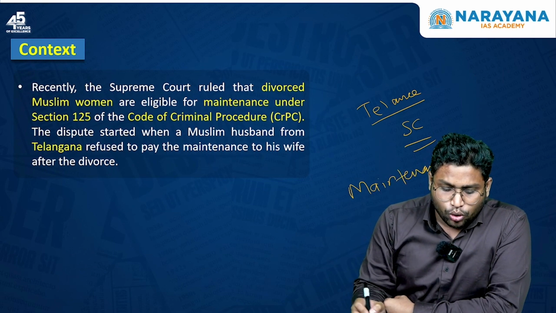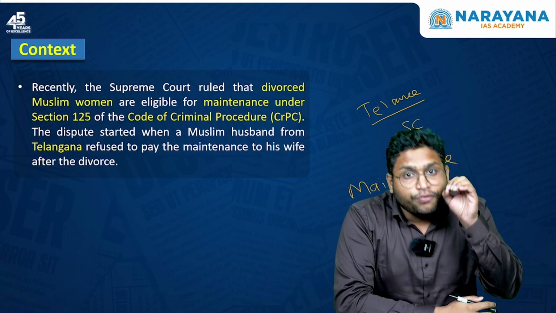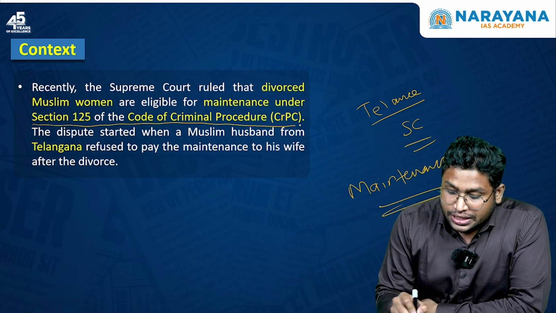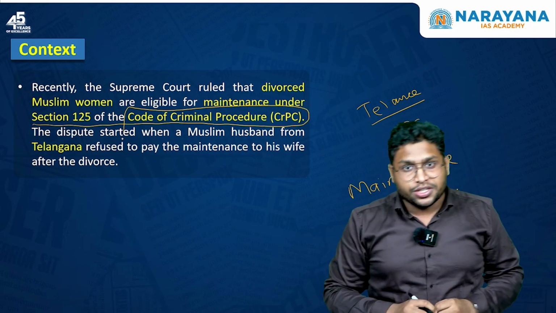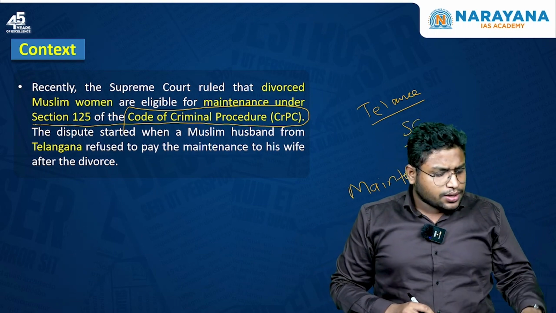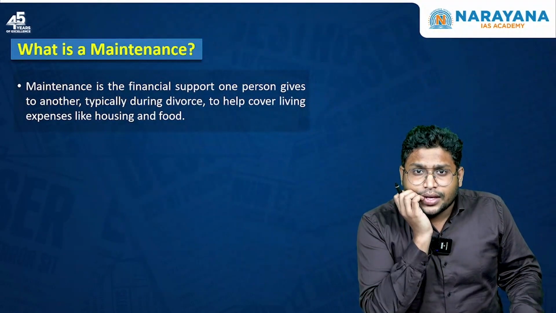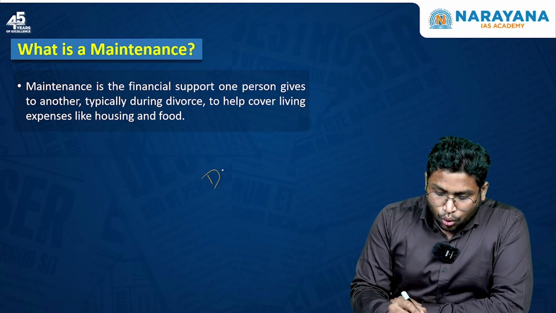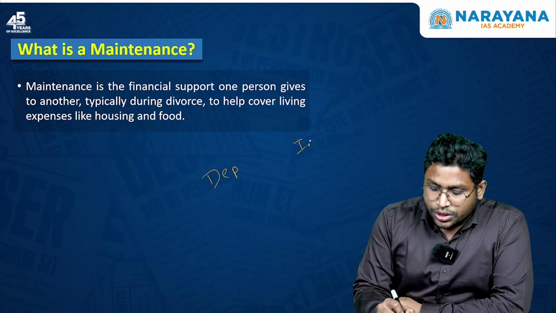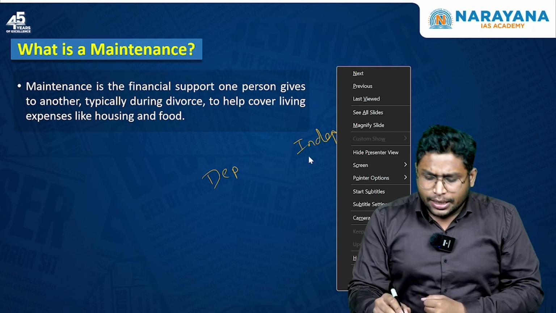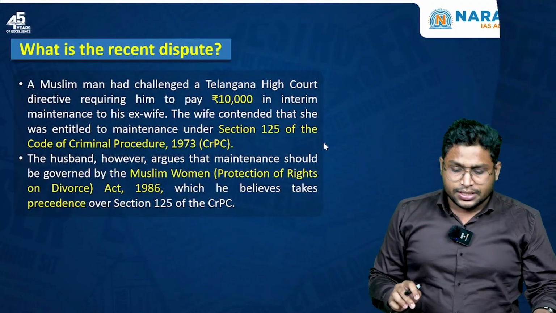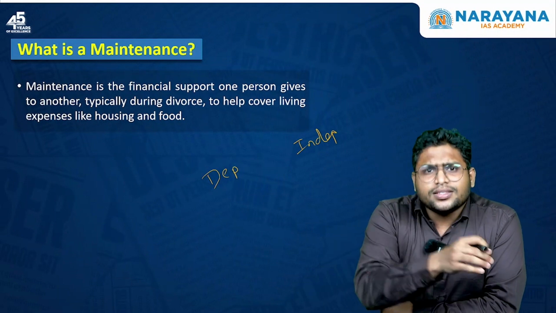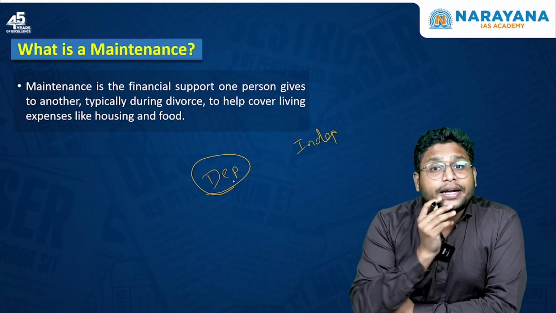Here the Supreme Court has clearly said that the women should get maintenance under section 125 of the CRPC, Code of Criminal Procedure. But the first question is, what is maintenance? You can look at any family in which there is one person who is dependent and one person who is independent. Independent means the person is earning money, the person is capable of living his life on his own.